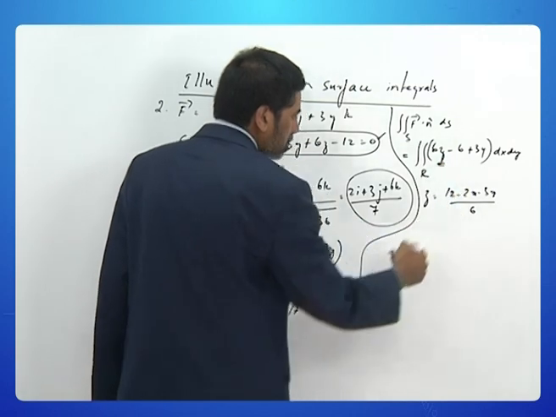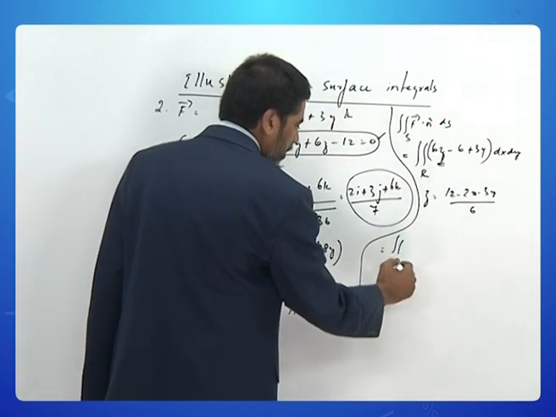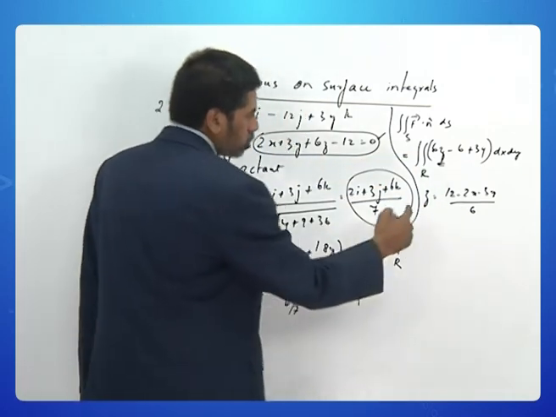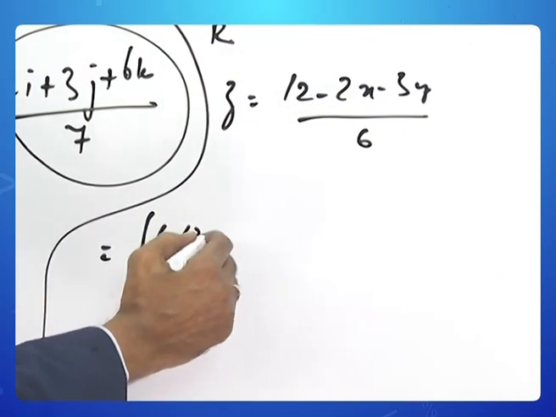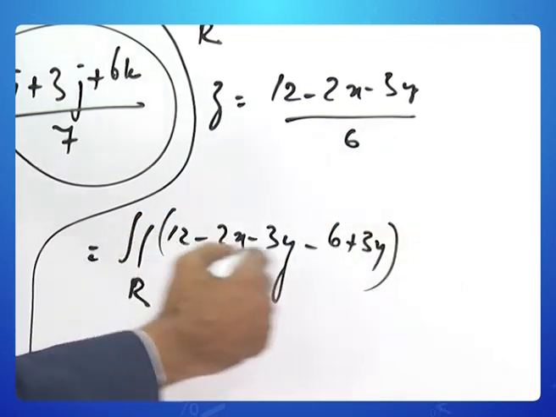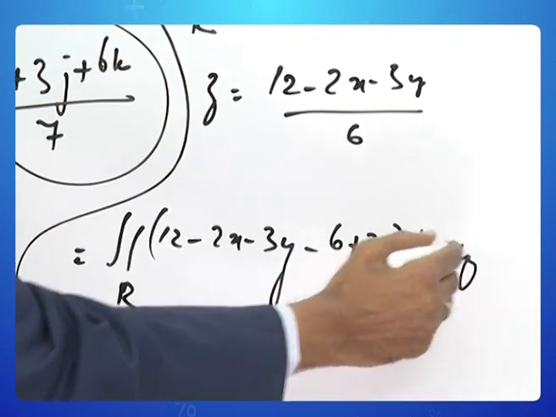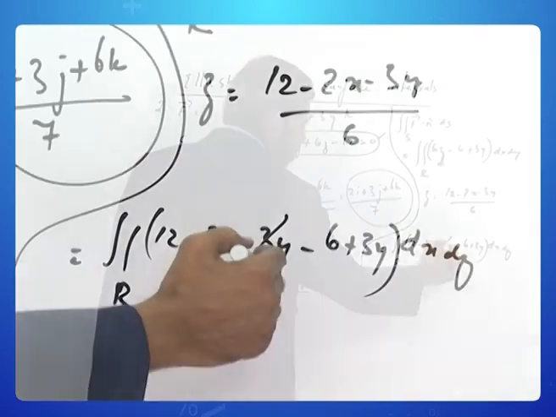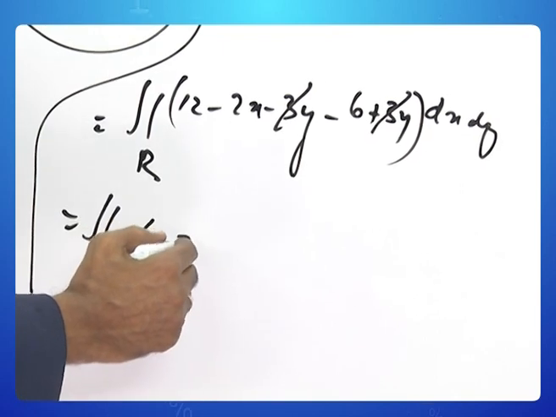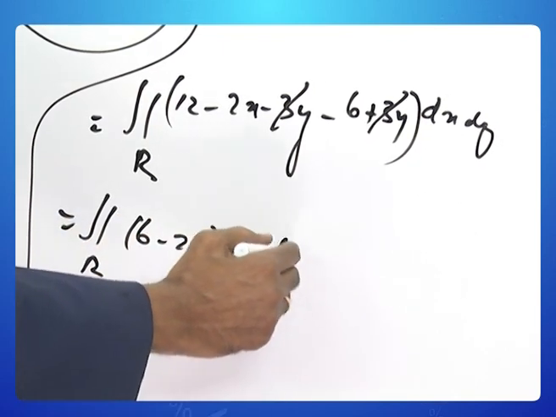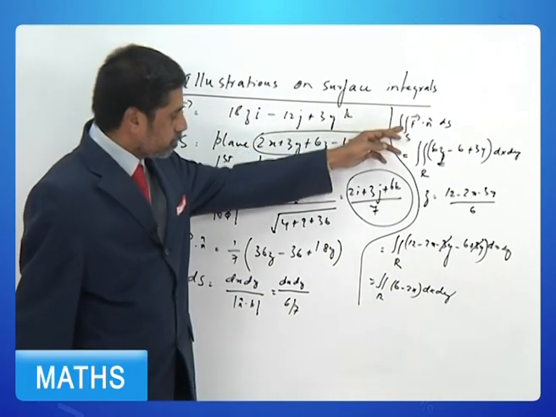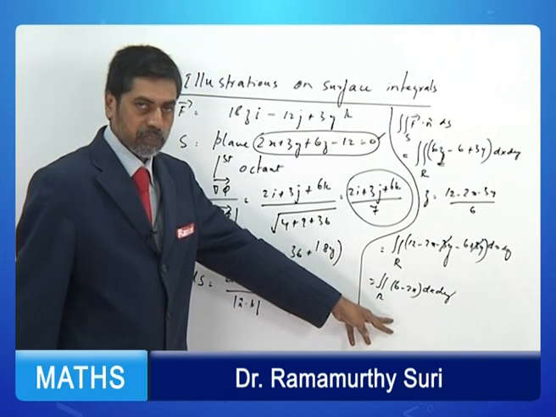by replacing z with this, you will get the double integral over R. 6 would get cancelled here, and then you will have 12 minus 2x minus 3y minus 6 plus 3y dx dy. So just simplify this, and you have the double integral over R of 6 minus 2x dx dy. So as we discussed, a surface integral should be reduced to a double integral by projecting on a suitable plane.